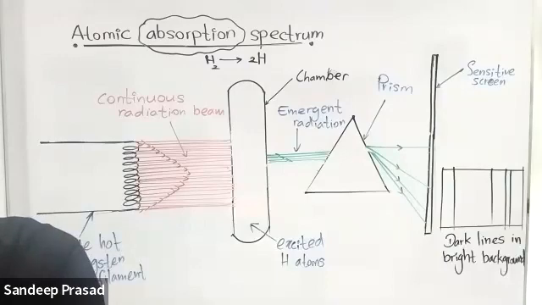Dark lines in the bright background mean the missing radiations. Dark lines are representing missing radiations. What is the bright background representing? The remaining radiations.